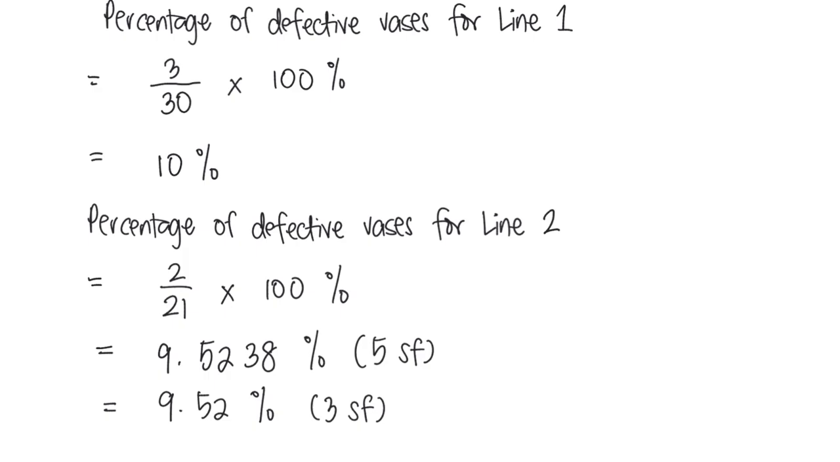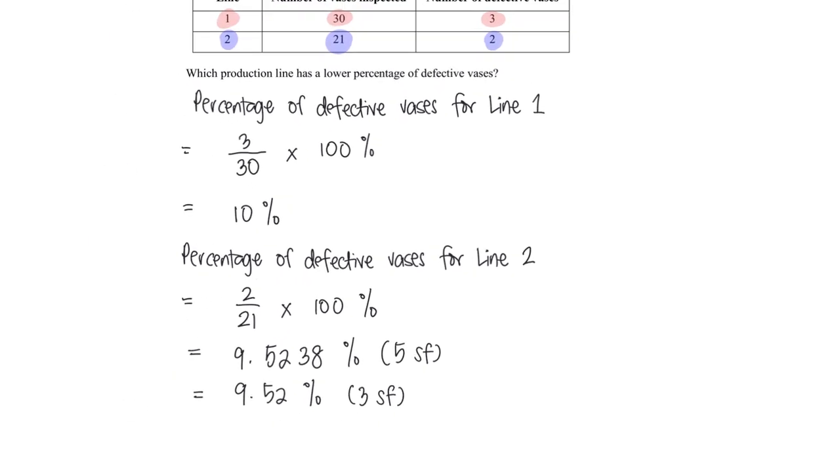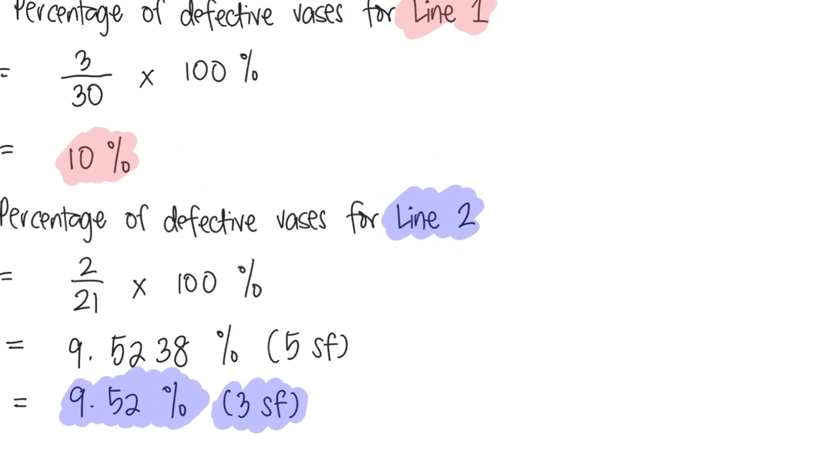And from here, line 1, the percentage is 10%, line 2, the percentage is 9.52%, 3SF. So, which production line has a lower percentage of defective vases? Very good. So, the final answer, line 2.